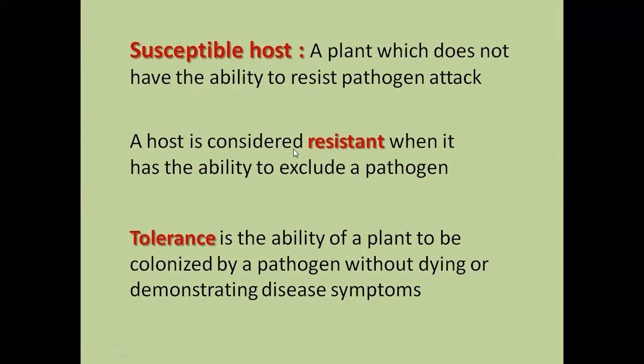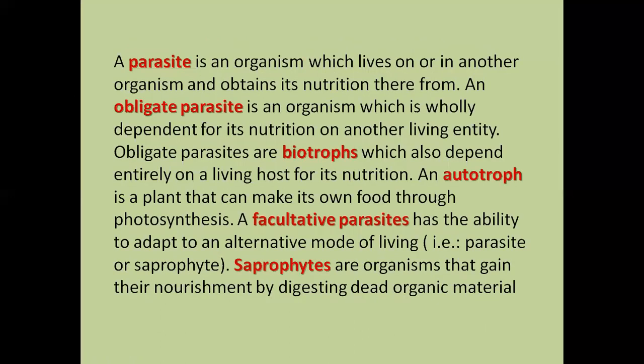So the first two are genetically controlled because plants have respective genes to maintain susceptibility and resistance. However, tolerance is not controlled by genes. It's the inherent ability or the strength of the plant that can tolerate the disease. So this is the last slide. I will just go through it and then you can later refer to these terms because these are really important.